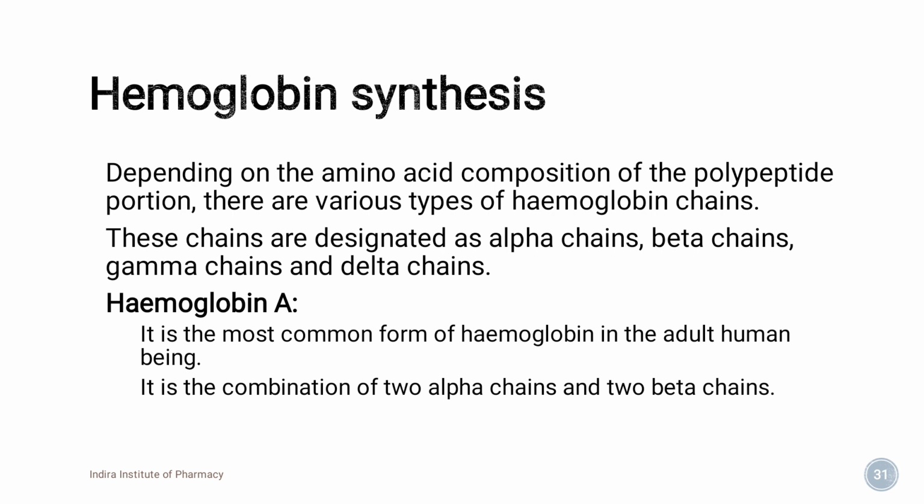Depending upon the amino acid composition of the polypeptide portion, there are various types of hemoglobin chains. These chains are designated as alpha, beta, gamma and delta chains. First we have hemoglobin A, which is the most common form of hemoglobin in adult human beings. It is a combination of 2 alpha chains and 2 beta chains, which I have shown in earlier slides.